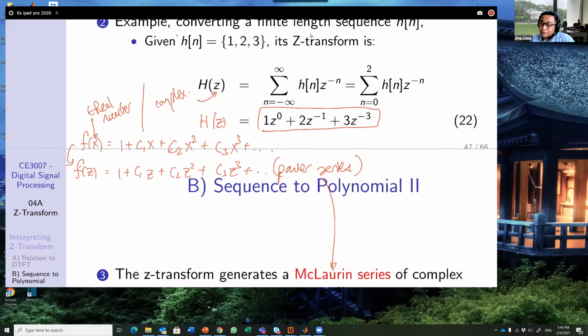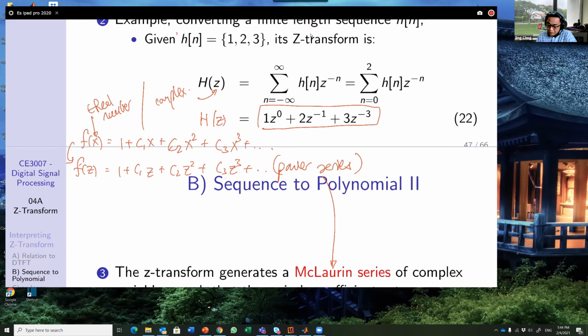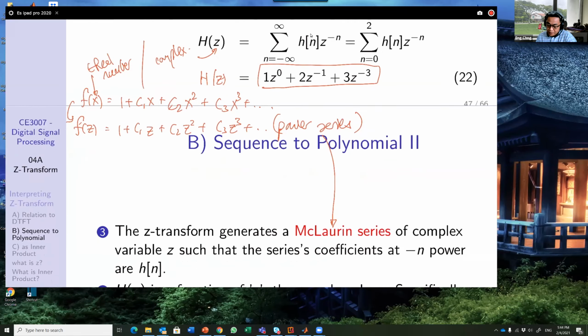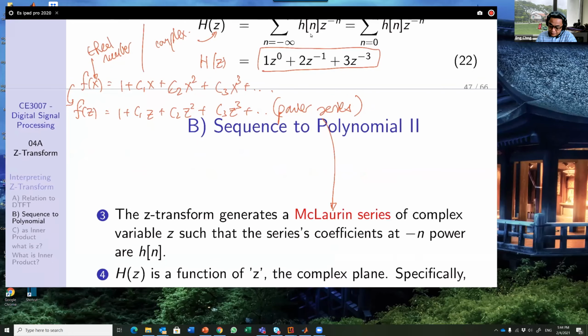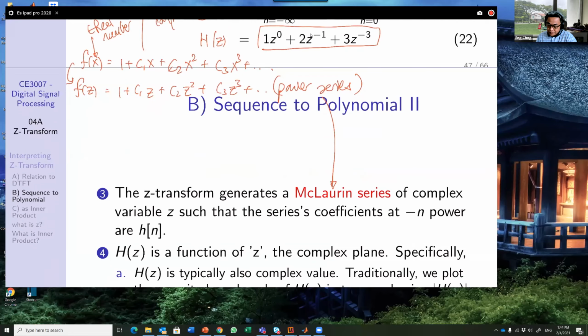So in math, if you go to something called complex analysis, this is where we are now. We're doing complex analysis. But although it's complex analysis, it's still a power series, and it's a very special power series called a Maclaurin series. And the variable z is a complex number.